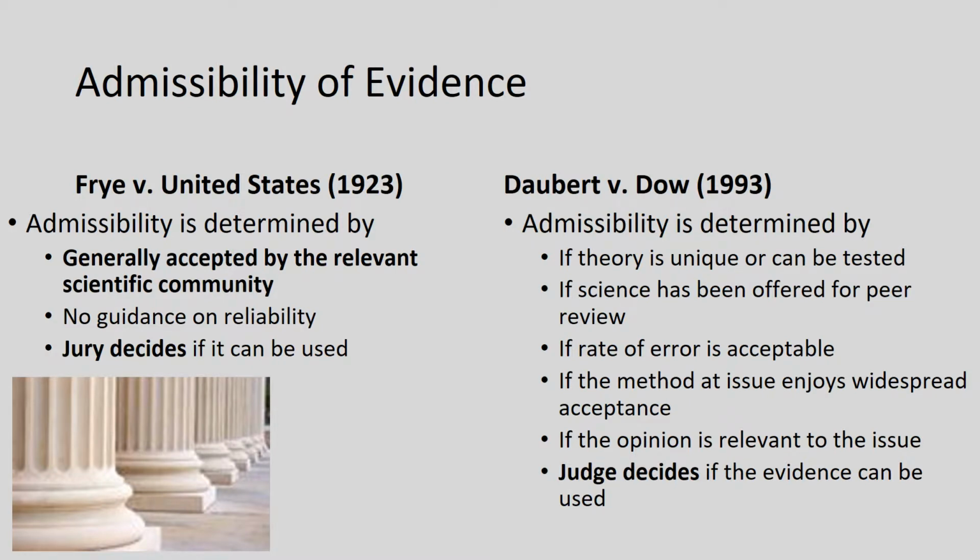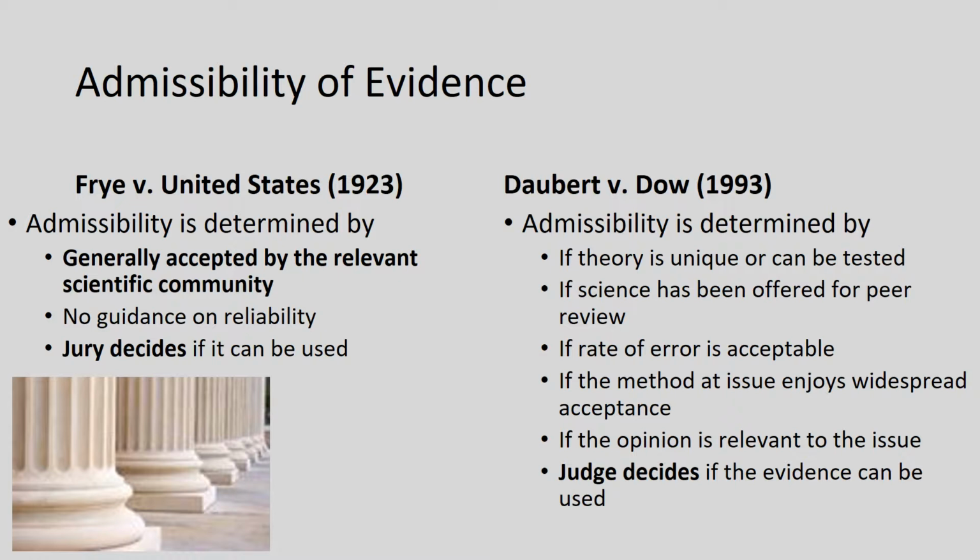In Frye versus the United States in 1923, they said that admissibility is determined by whether it's generally accepted by the relevant scientific community, and there's no guidance on reliability, and the jury decides if it can be used. However, in 1993, that was changed with Daubert versus Dow.